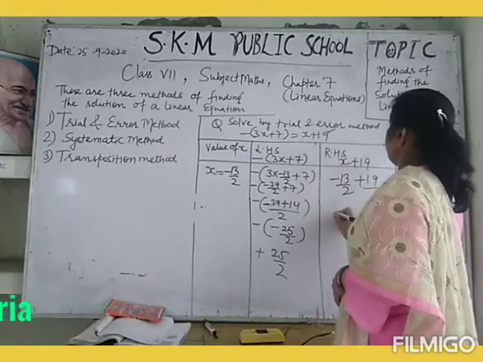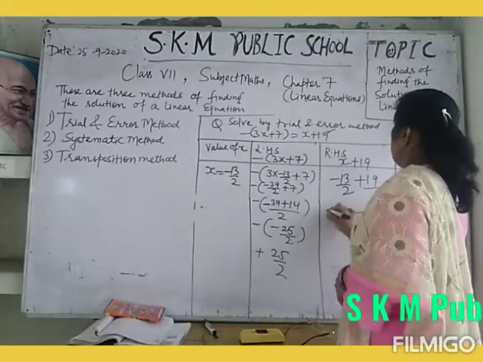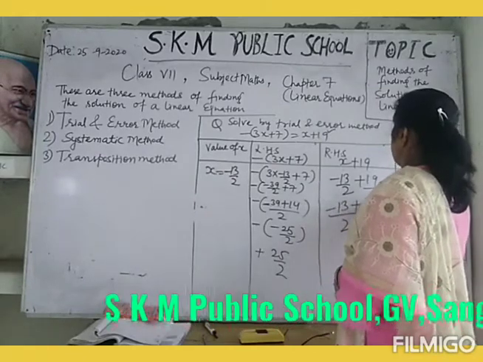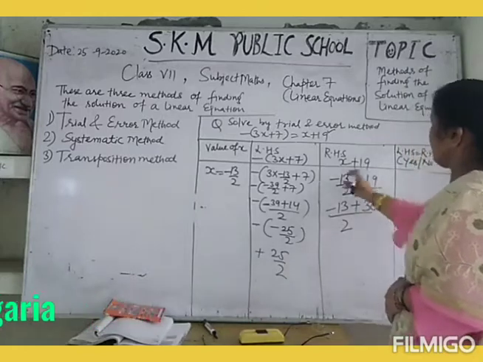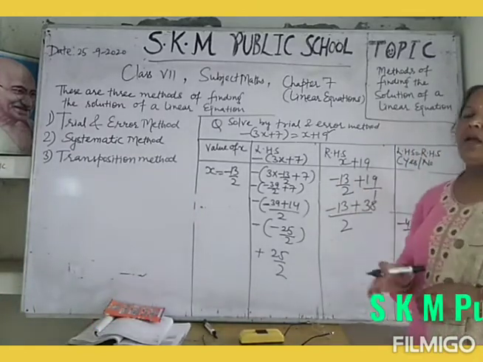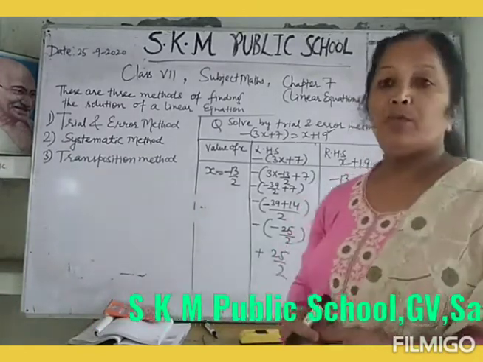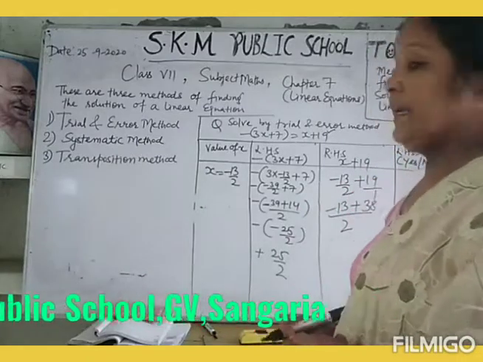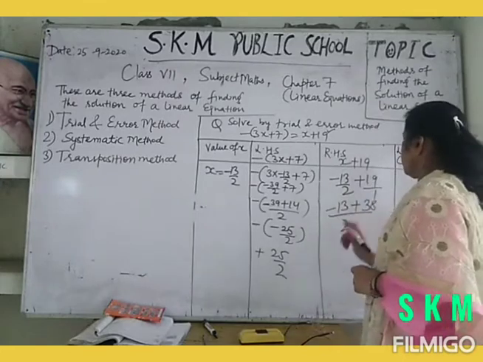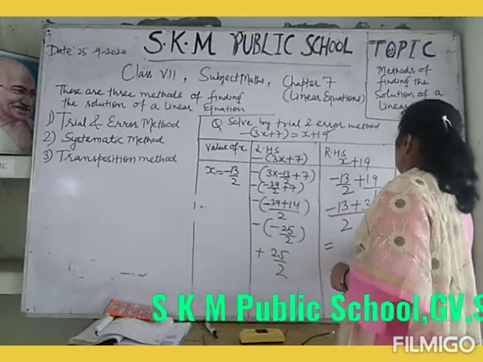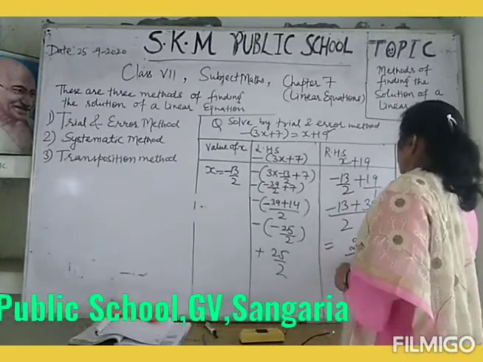Take LCM 2: minus 13 plus 19 into 2, that is 38. You should have practice of solving addition and subtraction of fractions, unlike fractions. Then 38 minus 13, how much will you get? 25 upon 2.